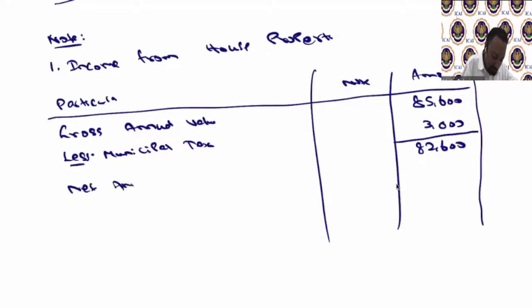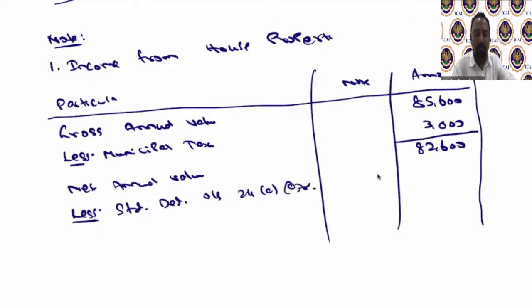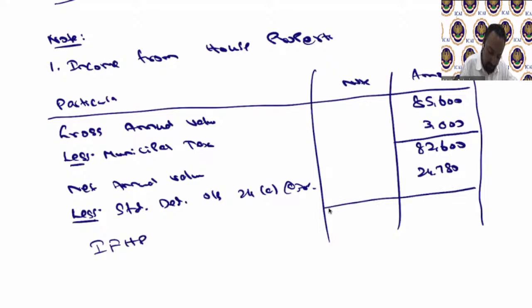This is your net annual value. In this you less standard deduction under section 24A. So at 30%. So on 82,600, you compute 30%. So how much will it be? 82,600 into 30%. So that is 24,780.